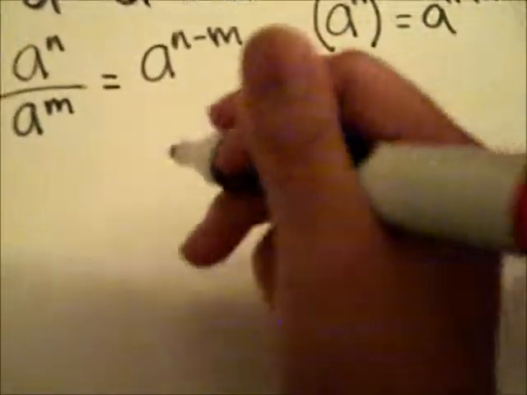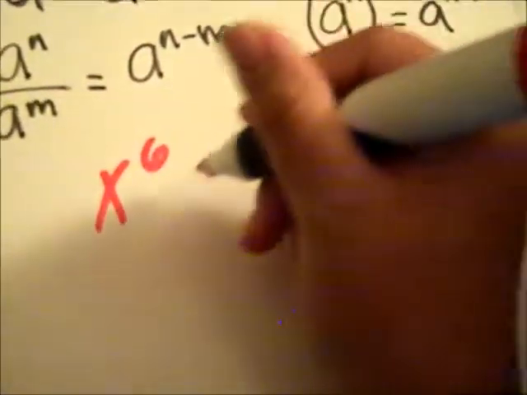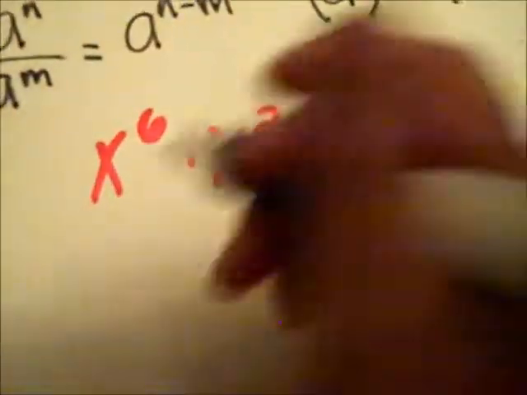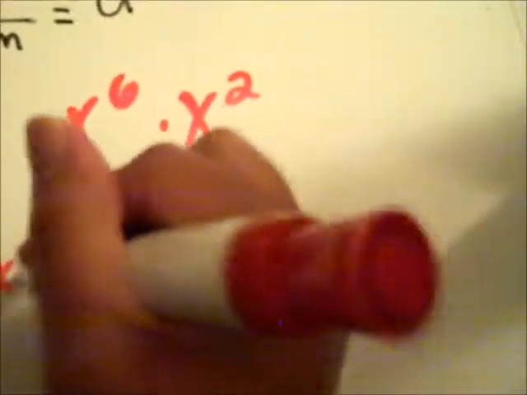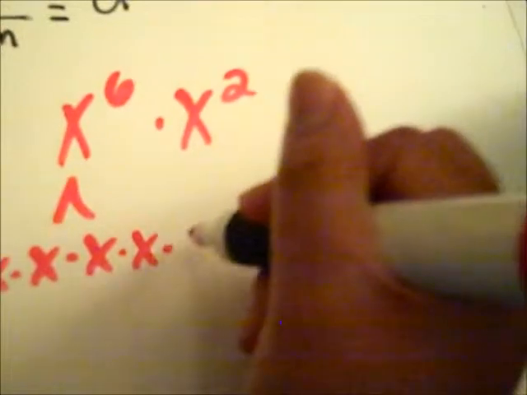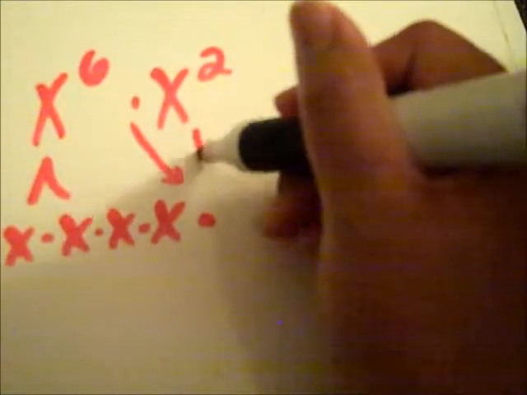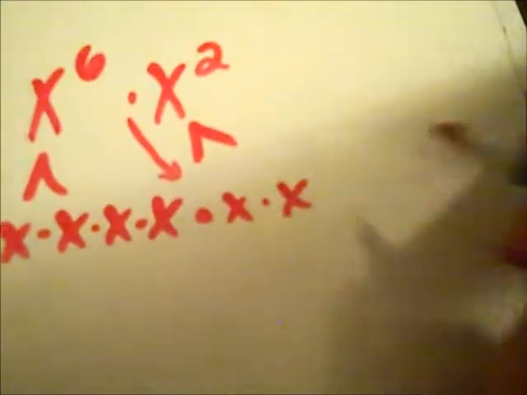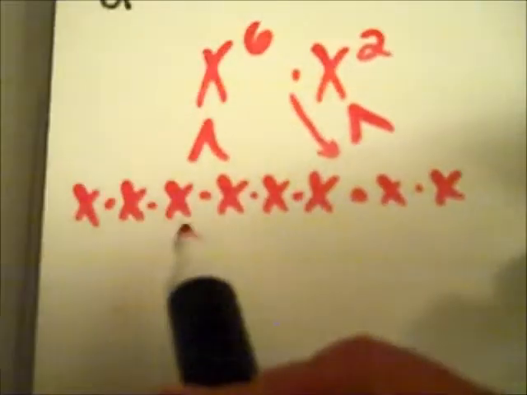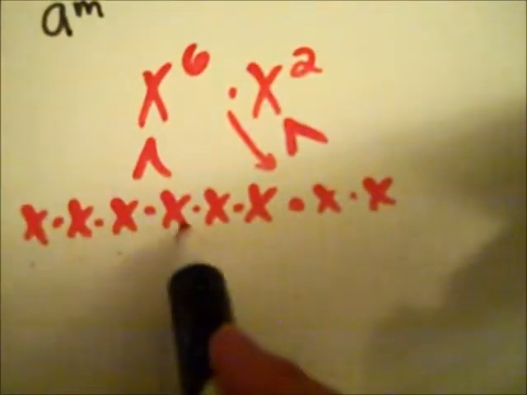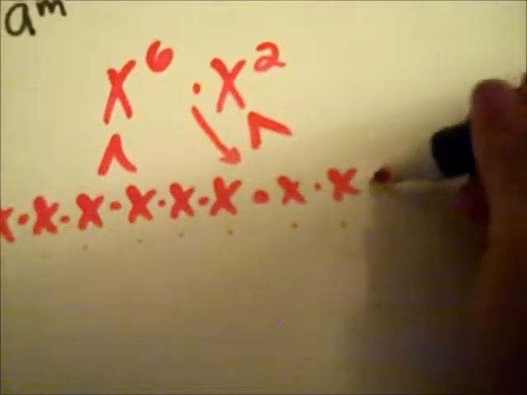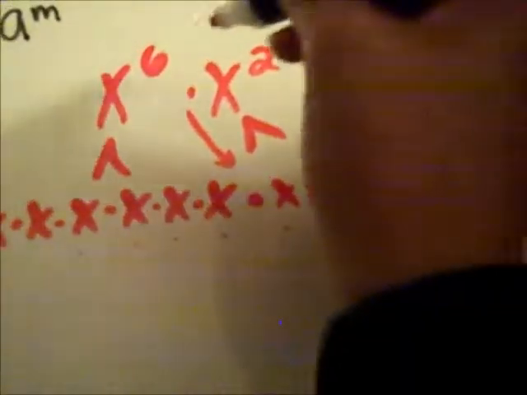Okay, let's try another example. So remember, when we're multiplying exponents with the same base, like 3 squared times 3 squared, we just add the exponents. X to the 6th times x squared. Let's see why. Okay, x to the 6th is just x times x times x times x times x times x, times x squared. Let's just move our multiplication down here. X squared is going to be x times x. Well, how many x's do we have here? We have 1, 2, 3, 4, 5, 6, 7, 8. So this is going to be x to the 8th power.